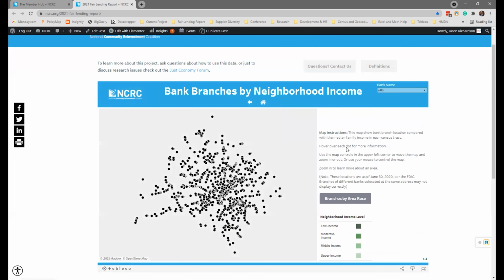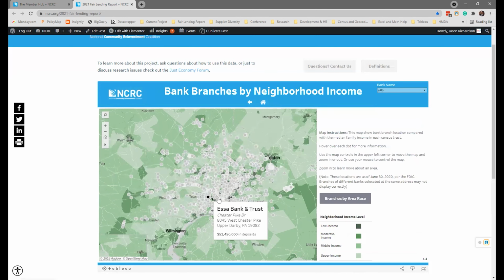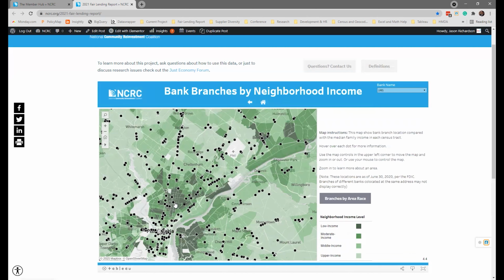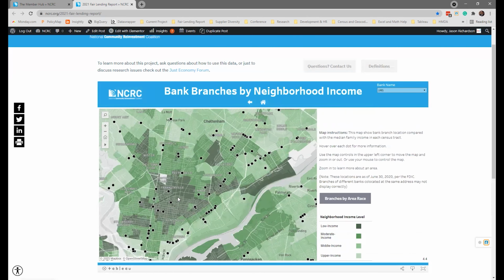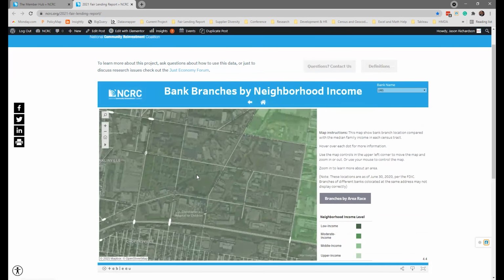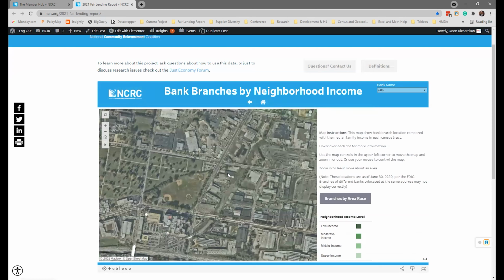And then finally, there's an interactive map of those branch locations. And I realize there's a lot of branches here. So you want to zoom in and you can see a little more detail about specific neighborhoods, and you can scope out possible areas that are branch deserts and get a little more information about what's really under there.